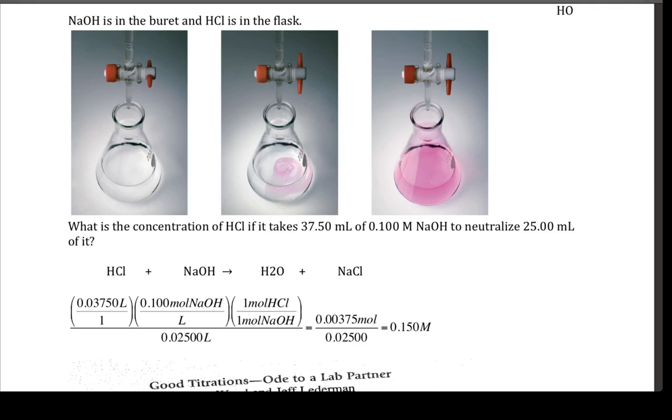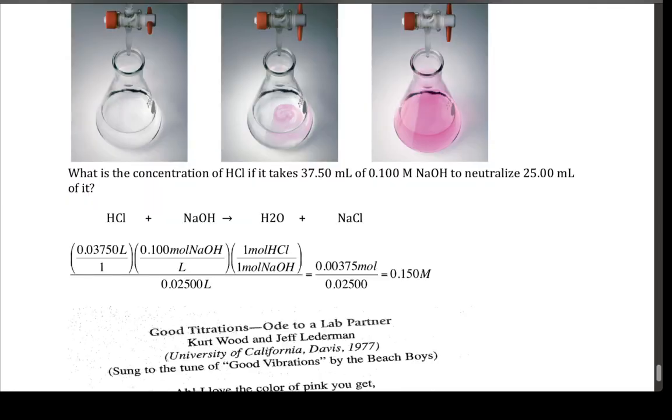So what we would do is we would have a big container of HCl that we have made, and we want to know what its molarity is. So we would take a quantity of it, in this case 25.00 mLs, and we would titrate it. And therefore we would know the concentration of our big quantity of HCl.